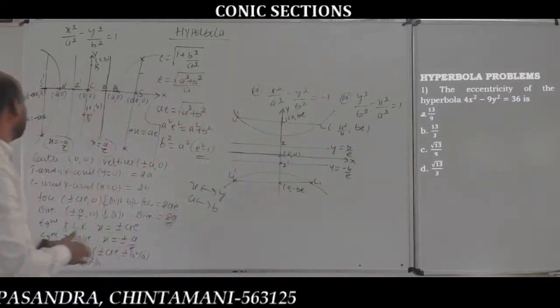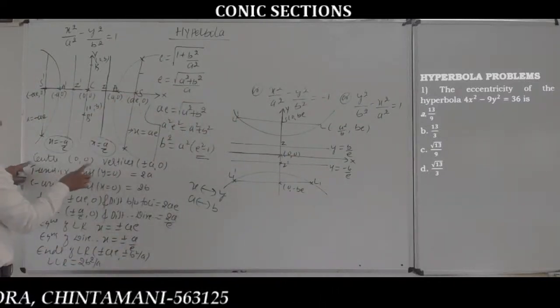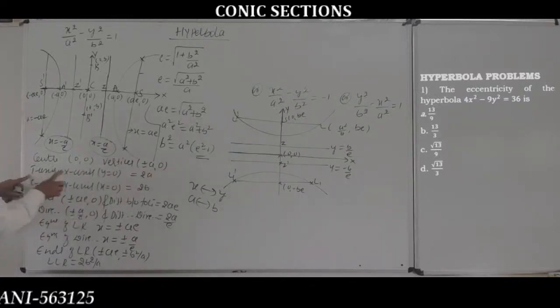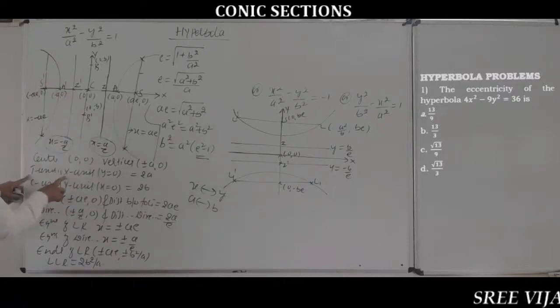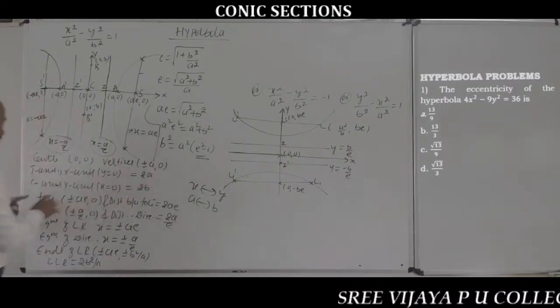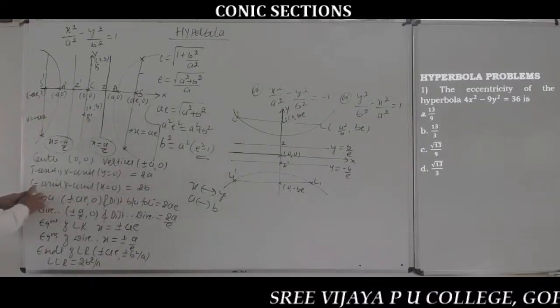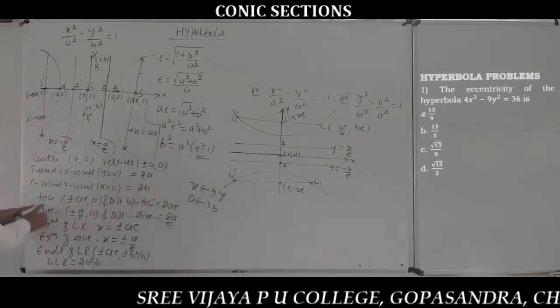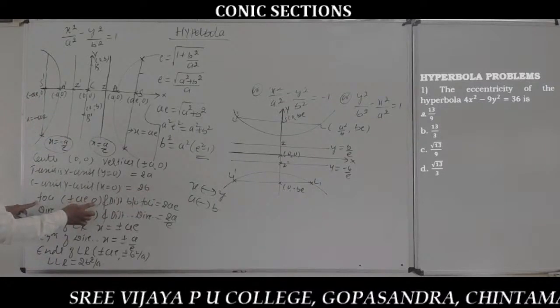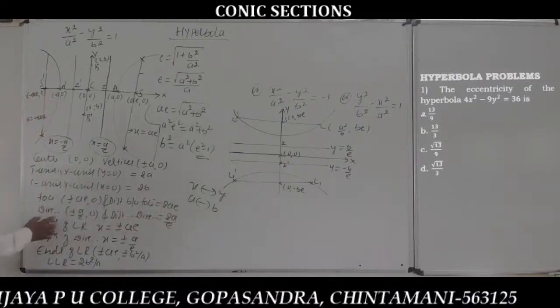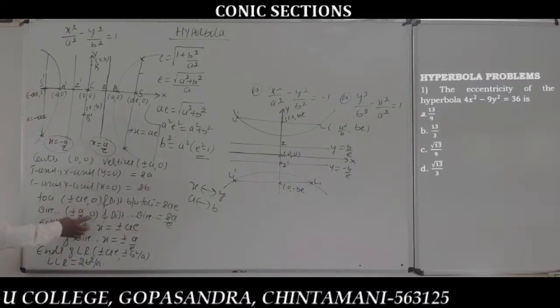Okay, once again, for the conjugate hyperbola: center 0 comma 0, vertex 0 comma plus or minus b. We call the y-axis the transverse axis. The equation is x equals 0, length is 2b, and we call the x-axis the conjugate axis. The equation is y equals 0, length is 2a. The coordinates of the foci are 0 comma plus or minus be. The distance between the foci is 2 times be. Coordinates of the directrix is plus or minus a by e comma 0.